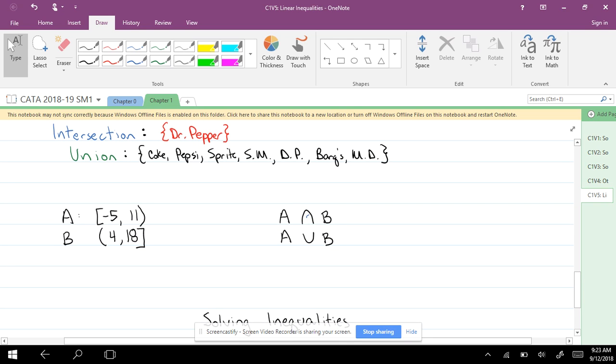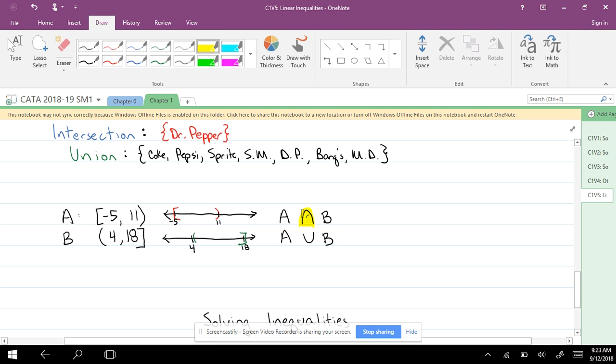Now let's apply this to two sets of numbers. So here, I have negative 5 to 11. So I would have a bracket on negative 5 and a parenthesis on 11. And my other set would be 4 to 18. A parenthesis on 4 and a bracket on 18.